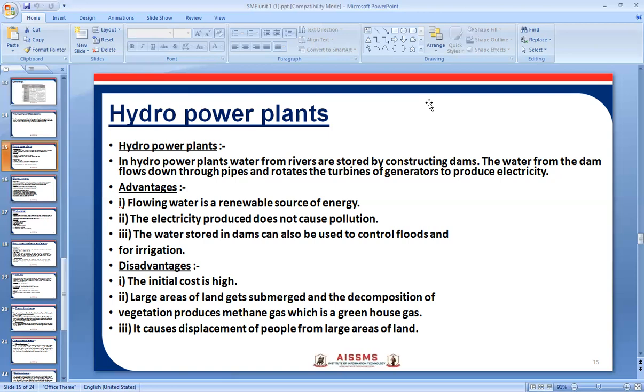So thank you. In today's lecture, we have discussed the hydroelectric power plant.